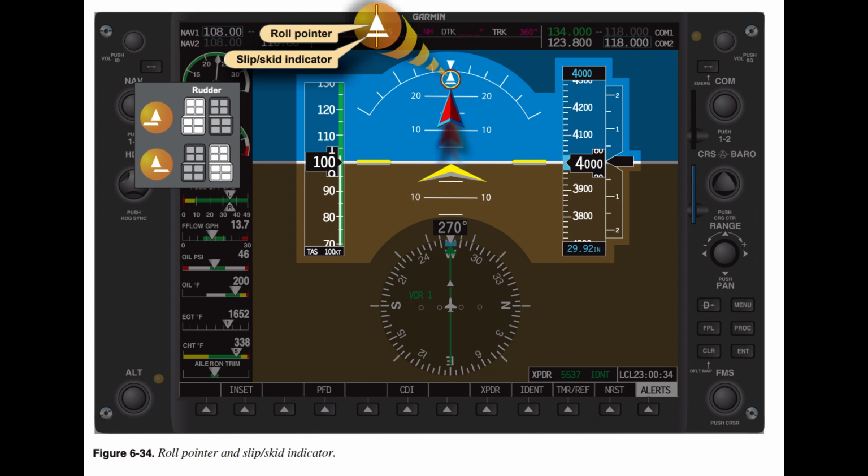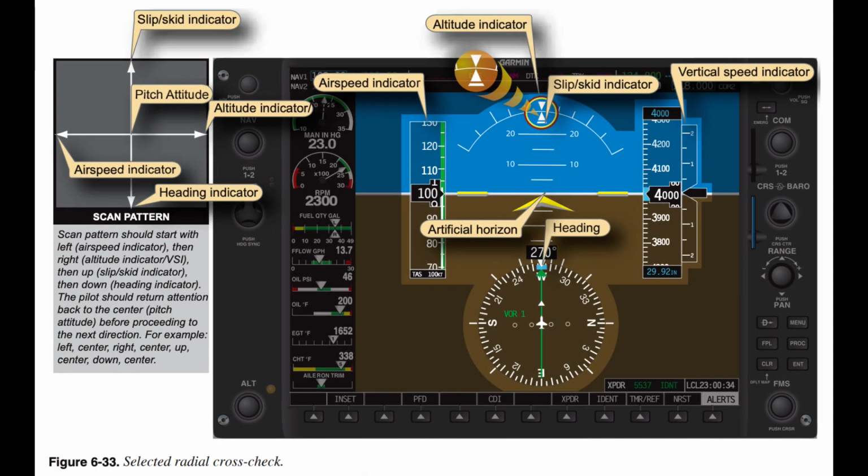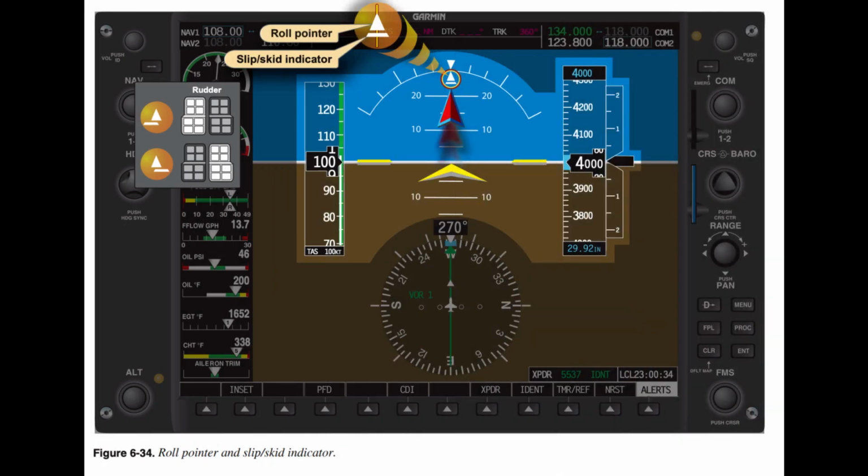End of page 6-24. Figure 6.33. Selected radial crosscheck. Figure 6.34. Roll pointer and slip/skid indicator. End of page 6-25.